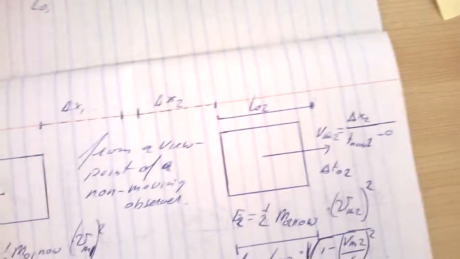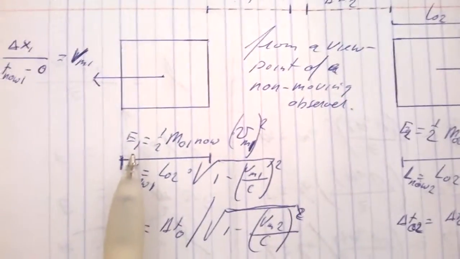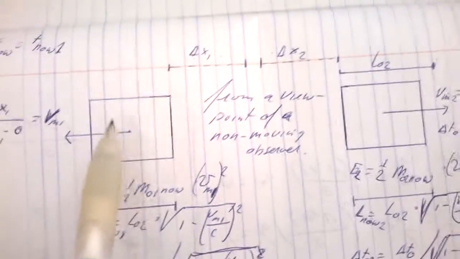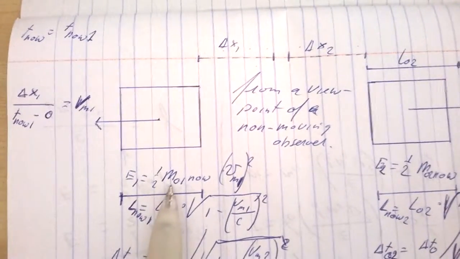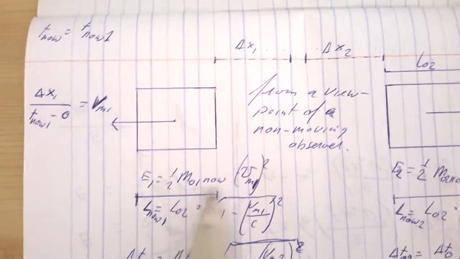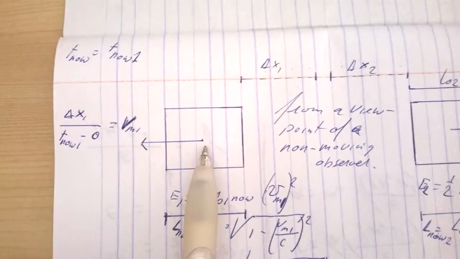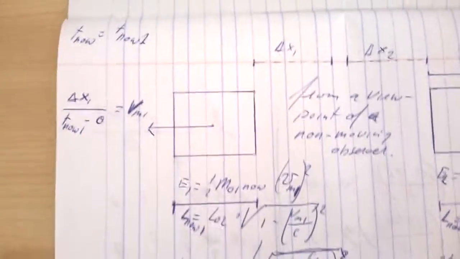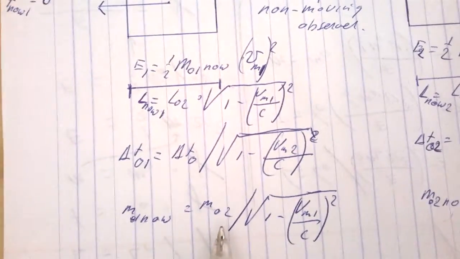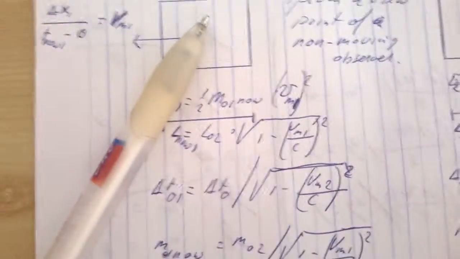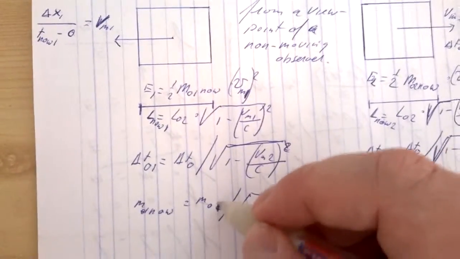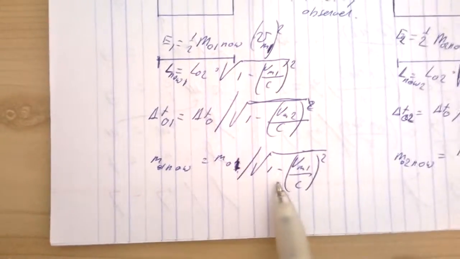Now, here you have the kinetic energy of this mass E1, which is half times the mass that is now, because you added energy. By having extra kinetic energy, the mass has increased according to m now is m01. Sorry, I wrote it wrongly. I have to correct it. M1 now is m01 multiplied by the gamma factor.